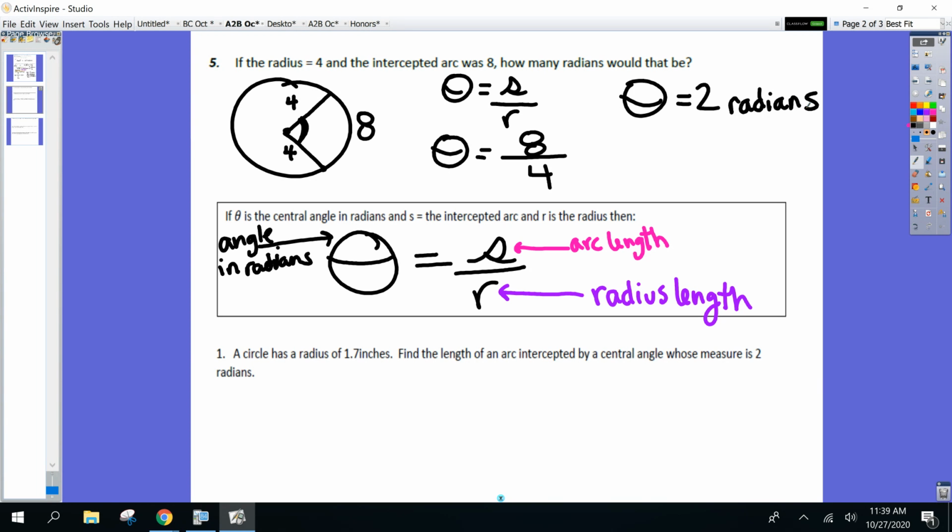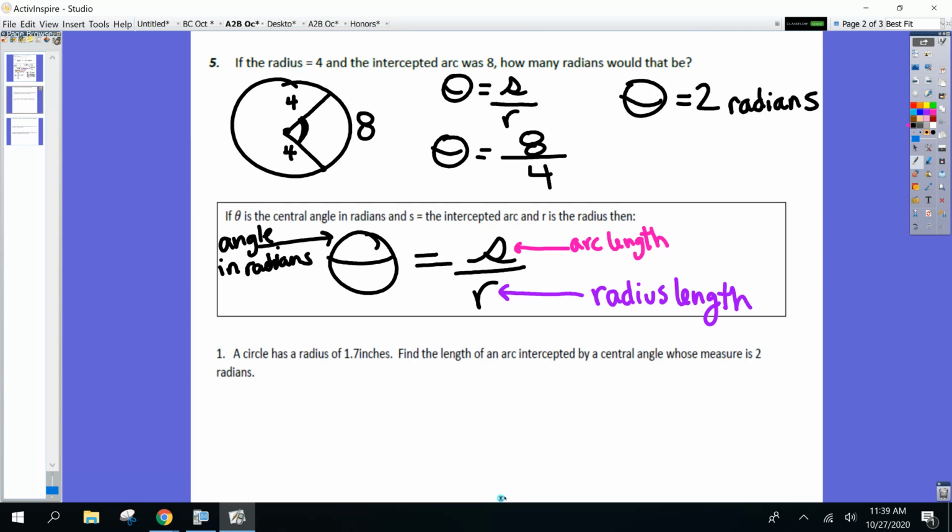Everyone okay on how I can find that angle now, given the arc length and the radius length? Questions? Because I want to pick up the pace just a bit now. Theta is your angle, S is your arc length, R is the radius.